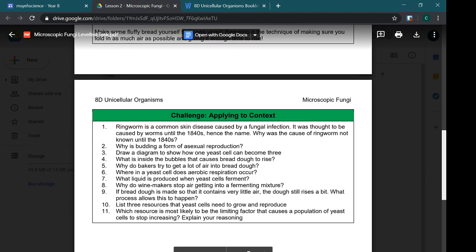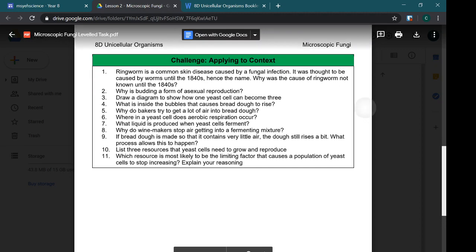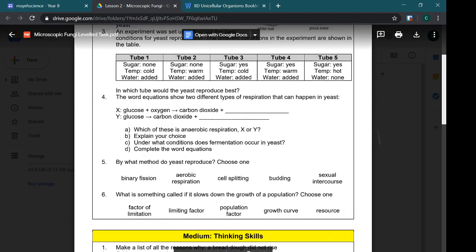And if you want to go on to challenge, this is basically just stretching questions where we're thinking about an unfamiliar context. Can you apply your knowledge to that unfamiliar context?